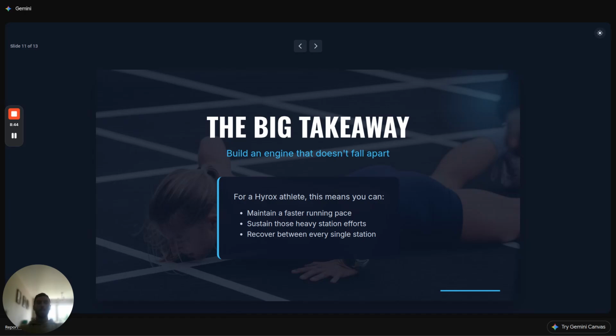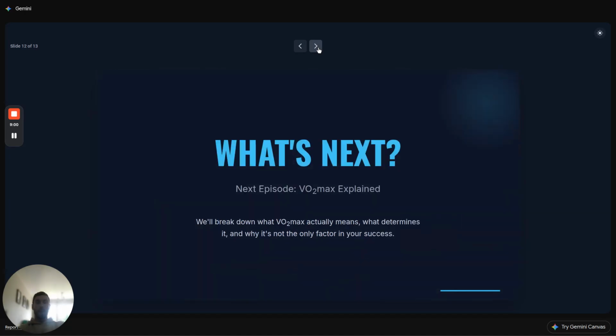So when you're thinking about improving your Hyrox performance, don't just ask, how can I get better at the stations? Ask, how can I build an aerobic system that allows me to repeatedly perform those stations without my running and overall performance falling apart? So that's where your aerobic engine becomes a huge performance advantage.